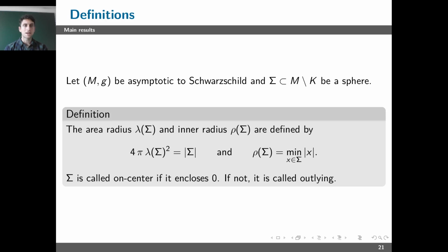So we're going to consider a manifold that is asymptotic to Schwarzschild and a sphere sigma that avoids the compact set K. And then we're going to define the area radius lambda of the sphere to be the radius of a Euclidean sphere that has the same Euclidean area as sigma. So this is the first equation over here. And then we're also going to define the inner radius of such a surface sigma to be the distance to the origin. And as you will see shortly, the ratio of these two quantities somehow measures how centered such a surface is in the asymptotically flat chart. And then moreover, we're going to call a surface sigma on-center if it encloses the origin in the asymptotically flat chart. And if it does not, we're going to call it outlying.